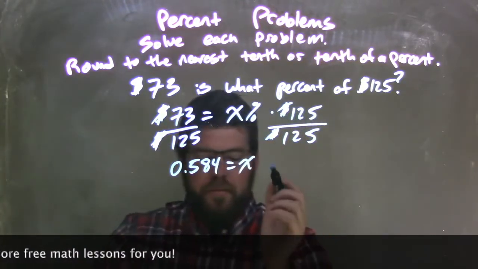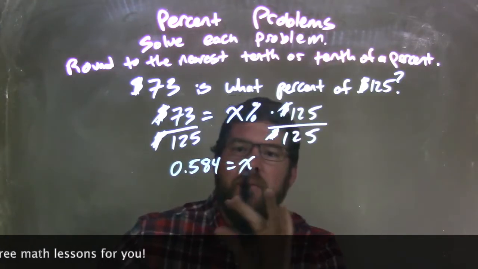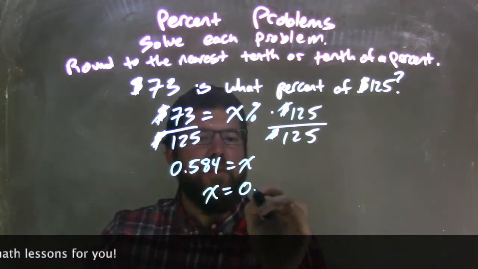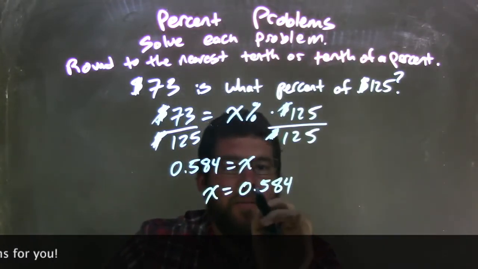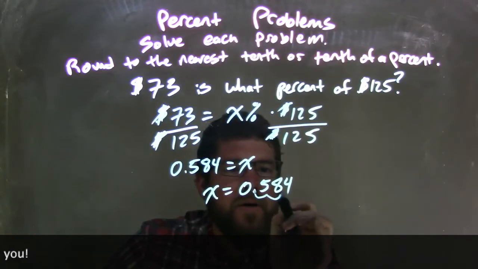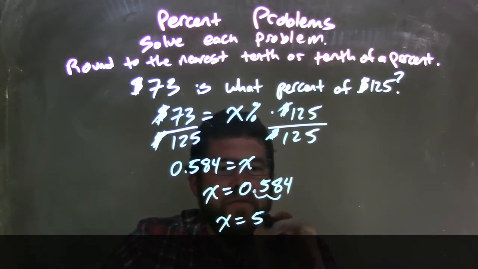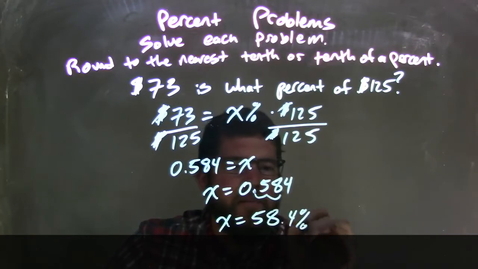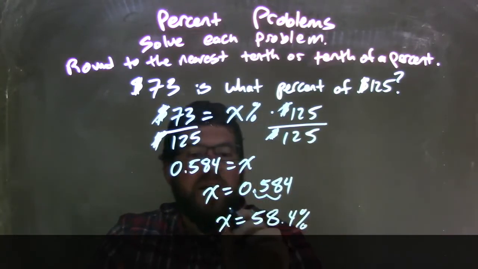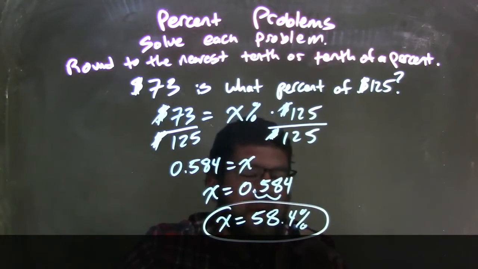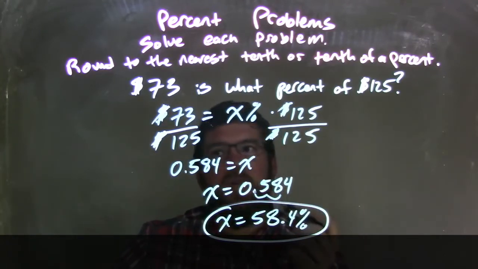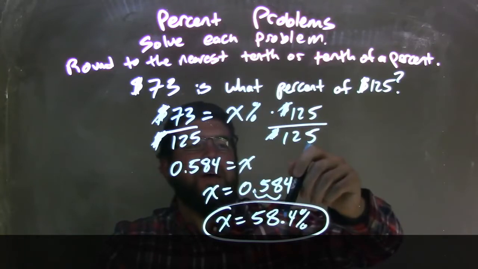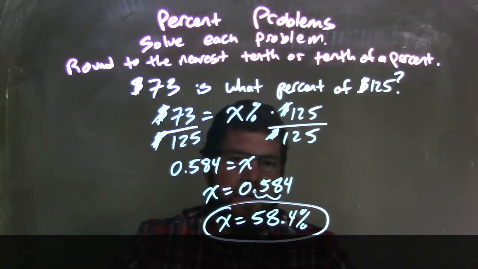Okay, so let's rewrite that to put x coming first. So x is equal to 0.584. And now I need to convert that to a percent. To do that, I move the decimal place over 2 units, leaving me with x equal to 58.4%. And there we go. That's our final answer. We don't need to round. It's not even rounded at all, but we already have the tenths place there. There's nothing to the right of it. And so we have a final answer of 58.4%, which answers the question. $73 is 58.4% of $125.